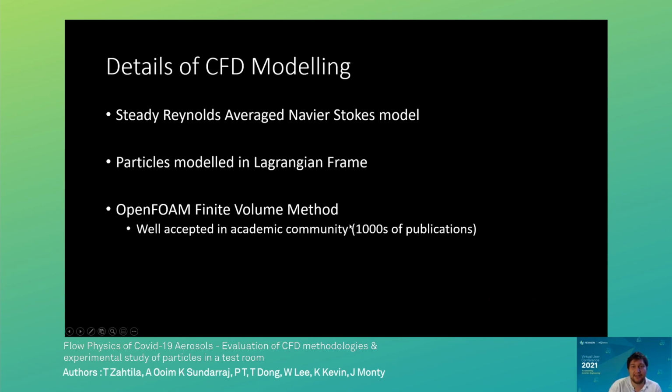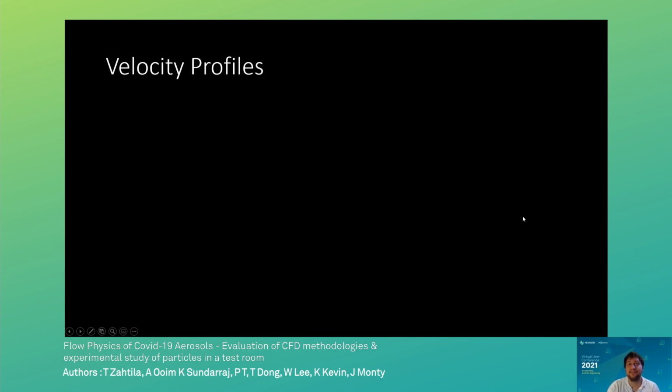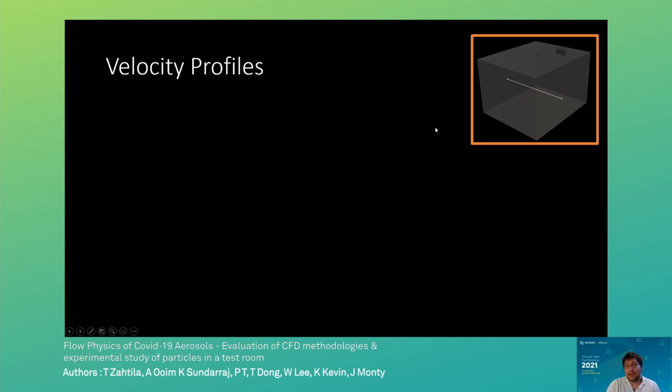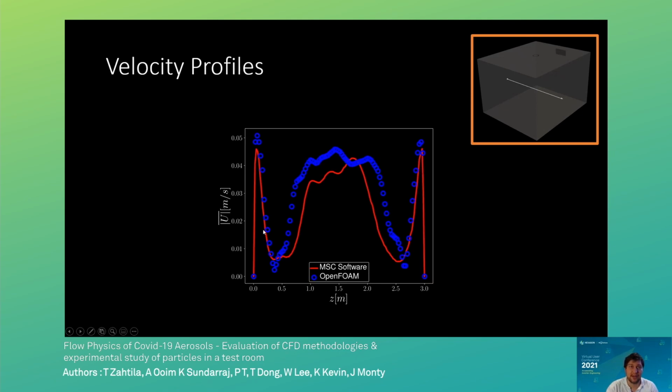So just a few details. If you are somebody in the CFD community, we used a steady Reynolds-averaged Navier-Stokes model. The particles were modelled in a Lagrangian frame, and we used OpenFOAM, finite volume method. So this is well accepted in the academic community with thousands of publications. It's one of the most rigorous and studied computational fluid dynamics software there is. And so the reason I'm saying that is we took our room here and we got a line on the center, and we got the velocity from both OpenFOAM and MSc software to compare it.